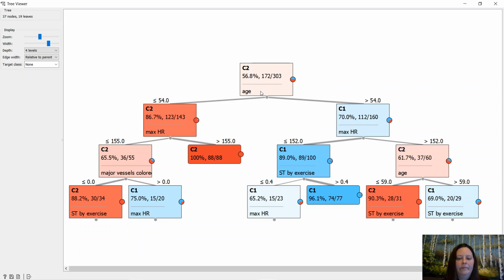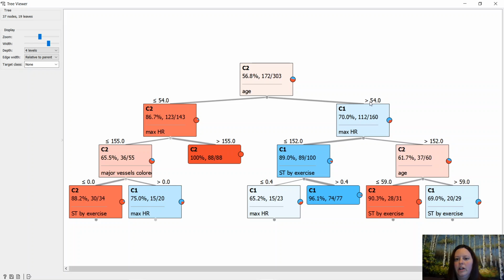Again, this goes back to the heart disease. If we are younger than 54, then the next deciding factor is going to be our maximum heart rate. If your maximum heart rate is greater than 155, so you've been working out, doing some exercises, then you're going to be in category 2 for sure. If it is less, then you're going to be in category 2, possibly. The shading also has to do with it. Here is your major blood vessels colored. Whether by exercise or by maximum heart rate depends on which category you're in.